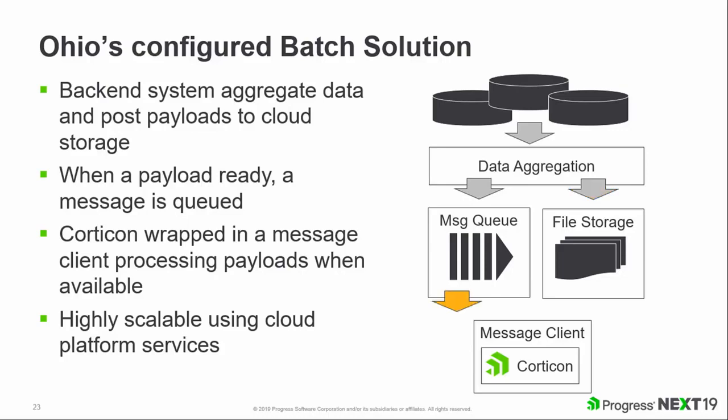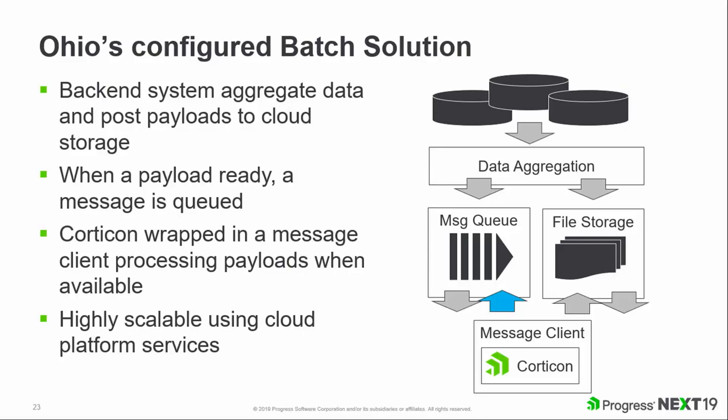Corticon's then going to pick up the message from the message queue and say, oh, there's another record to be processed. Great. So it will then go get the data from the file storage. It will do its rule processing. And then when Corticon is done, it'll write the results back out to file storage and queue up the message saying, I'm done.